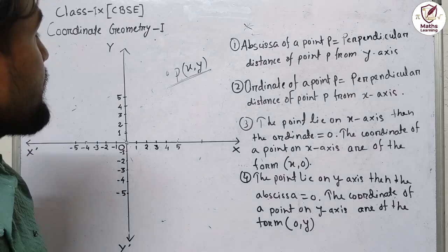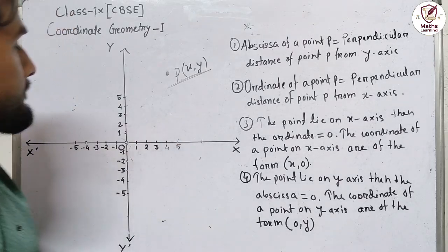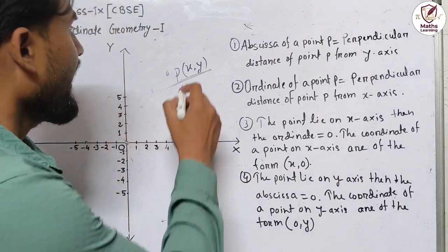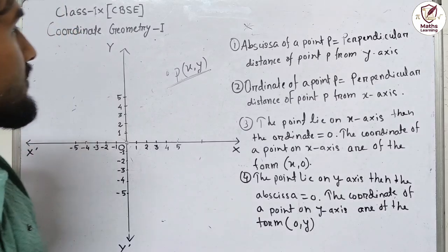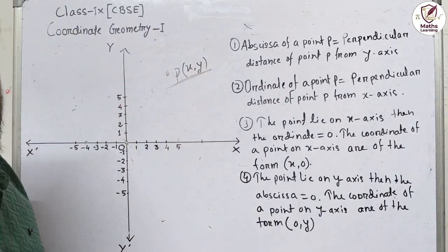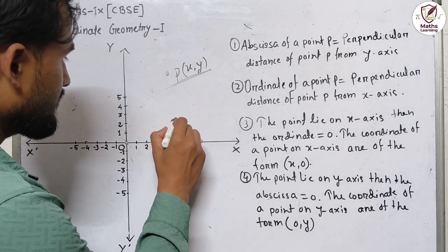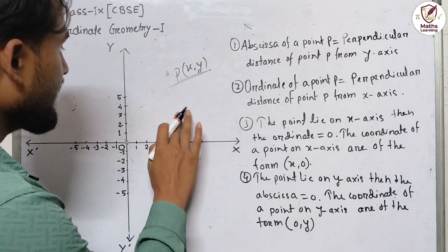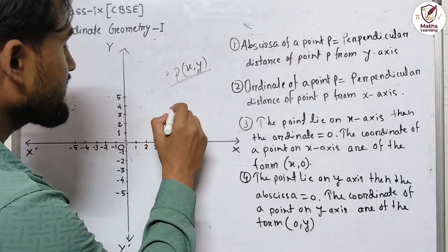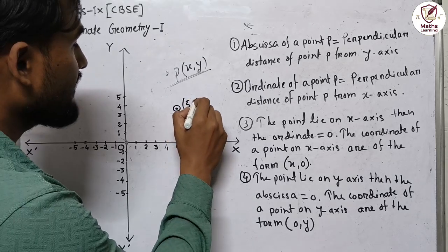Suppose P is a point here, and x and y denote the coordinates of a point P. Now we come to the next example. Suppose here is a point, it's (5, 4).